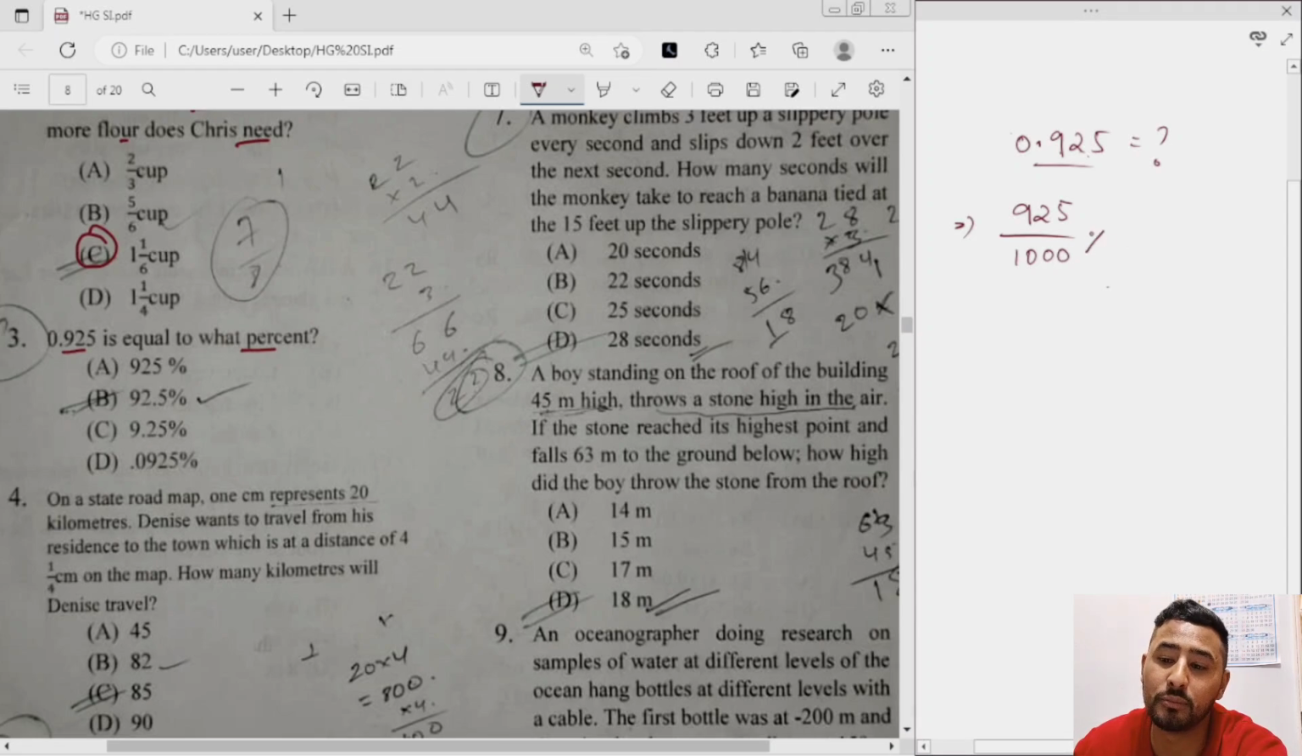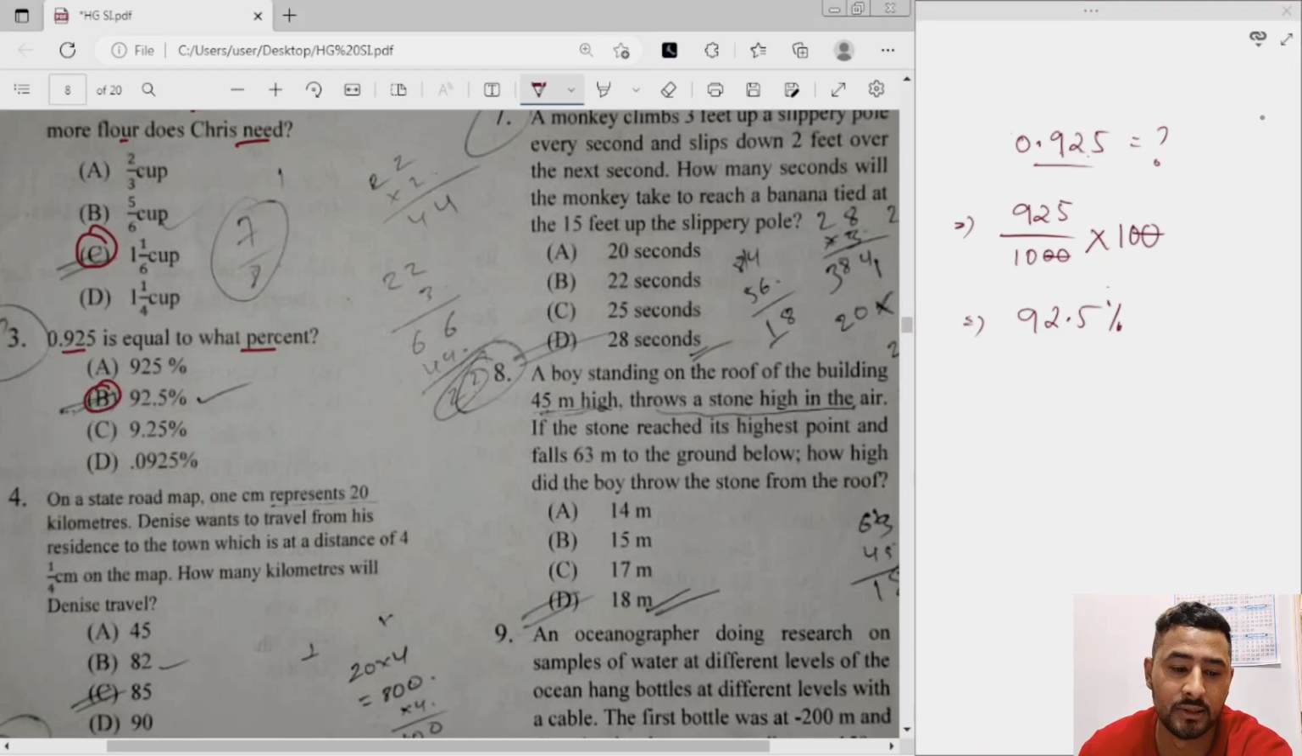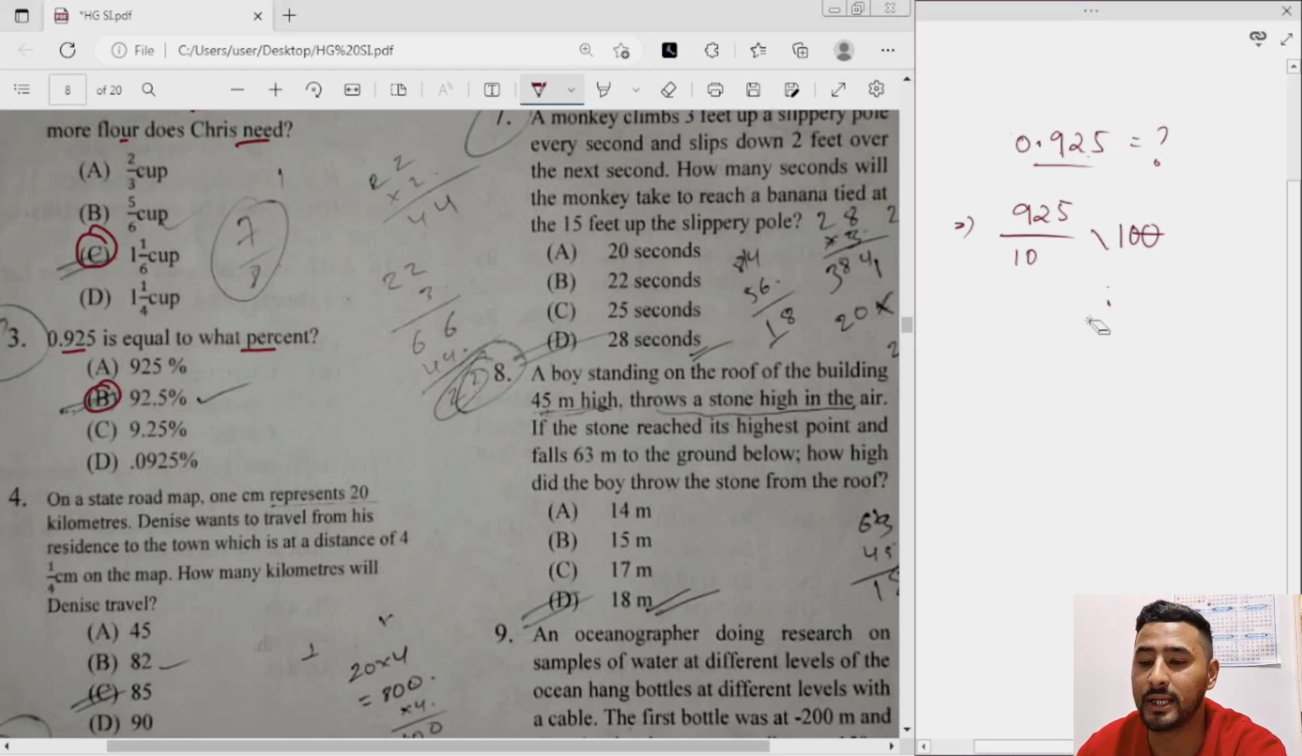Okay, now to convert into percentage, you should multiply by 100. So the zeros get cancelled, and you can write this one as 92.5%. Convert this one, 92.5. So option B will be the correct answer. I hope it's clear. Let's go to the next question. That is question number 4.